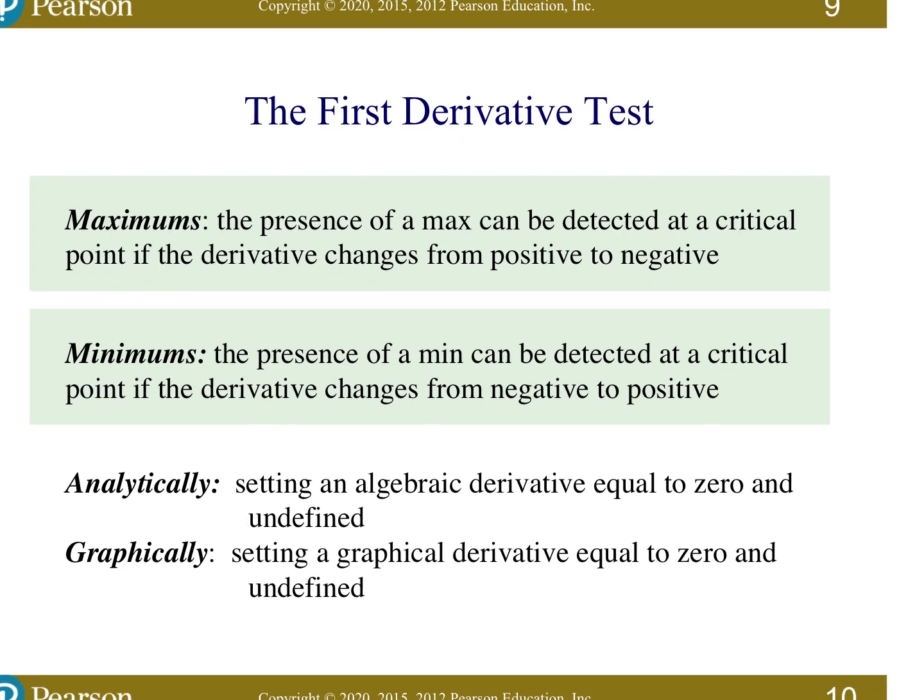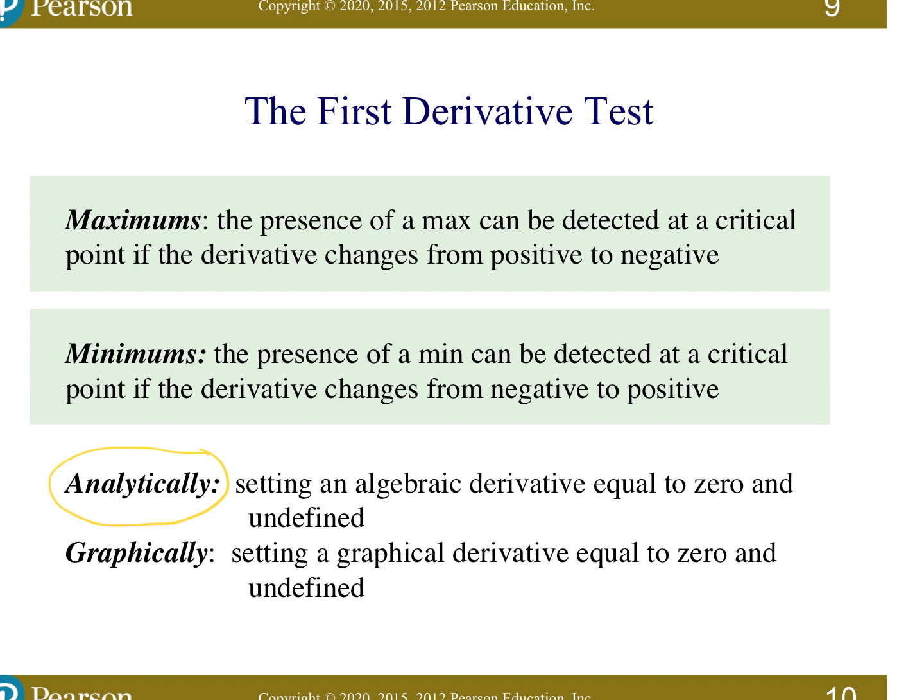All right, so I guess I can't emphasize that enough. The definition of a maximum, the presence of a max is detected at a critical point if the derivative changes from positive to negative, and then a minimum is detected if a derivative changes from negative to positive. Yesterday, all of your homework was analytically.